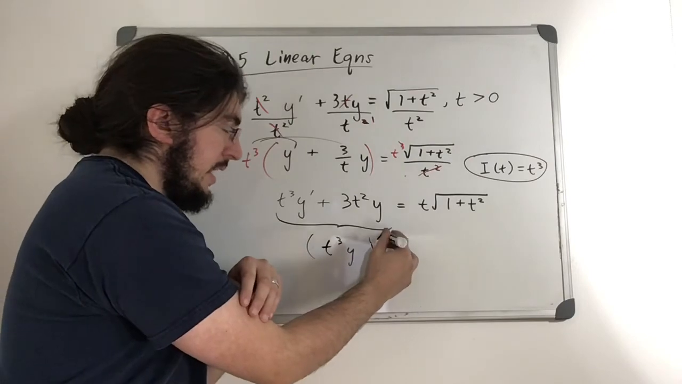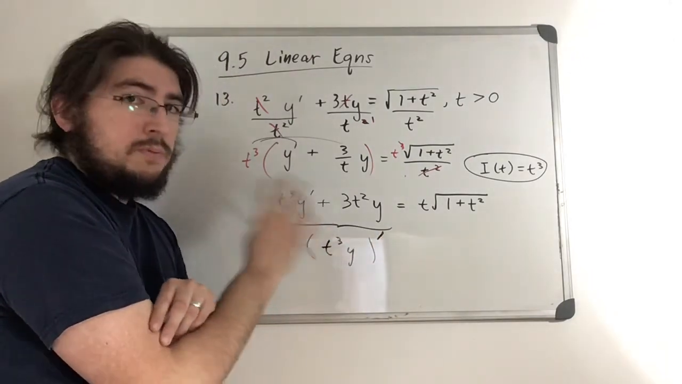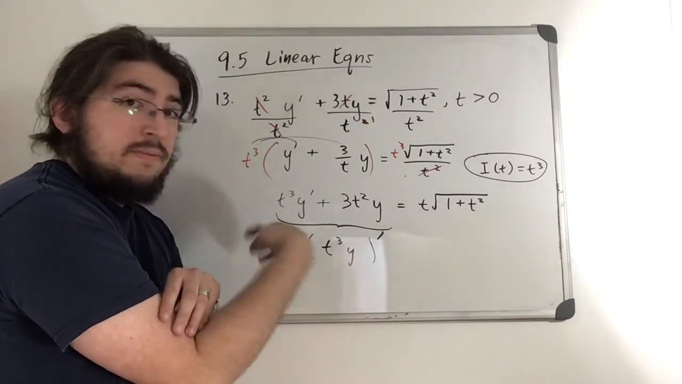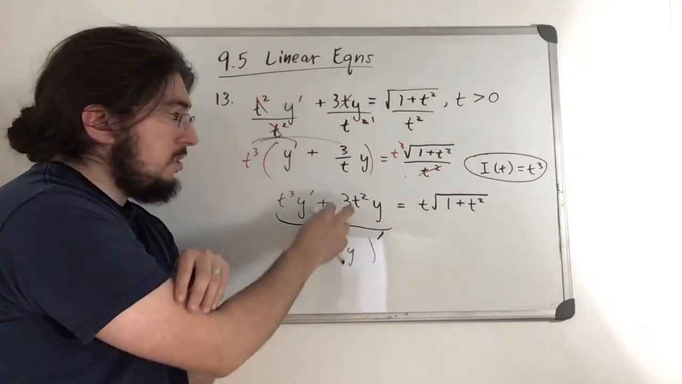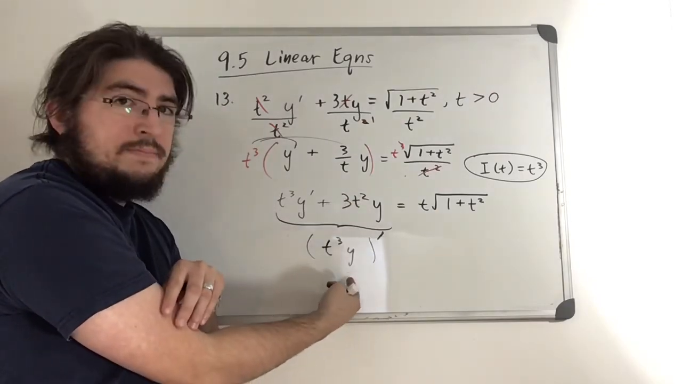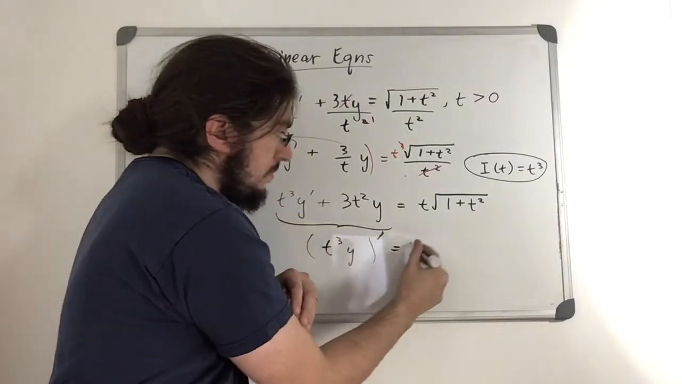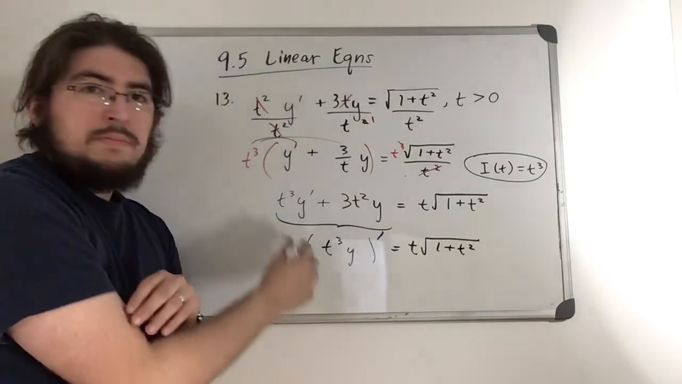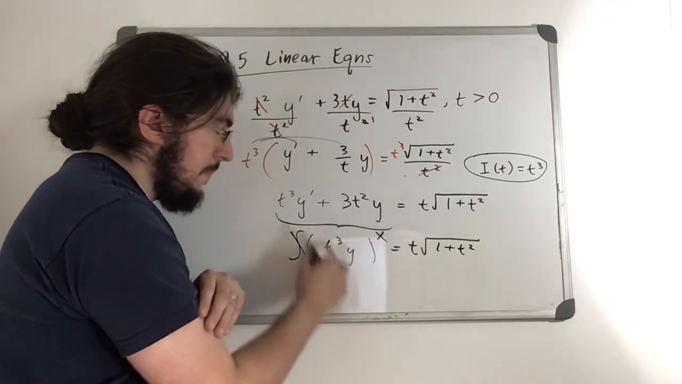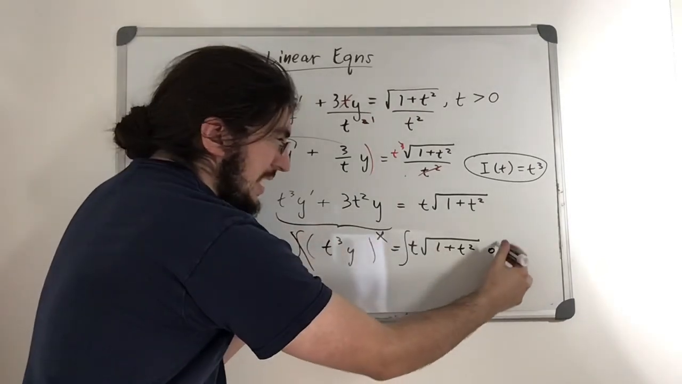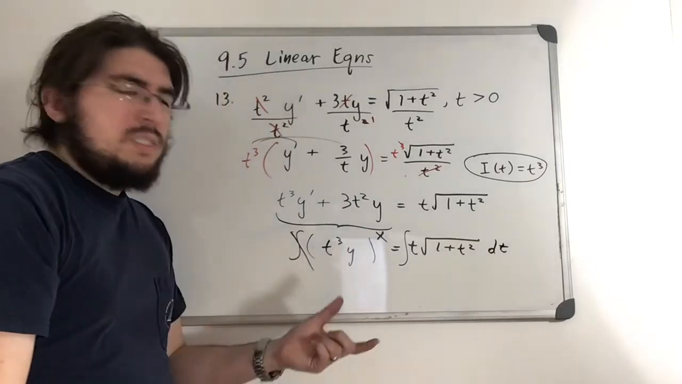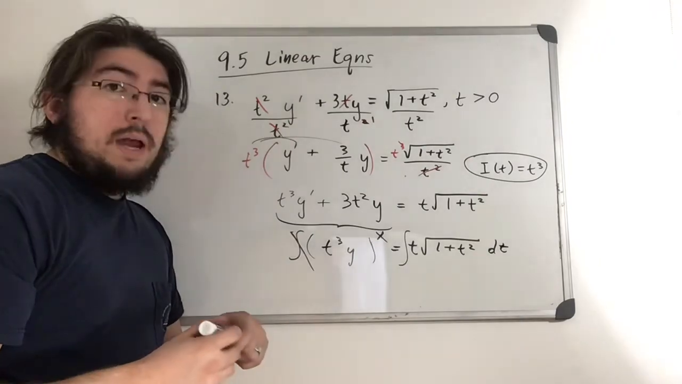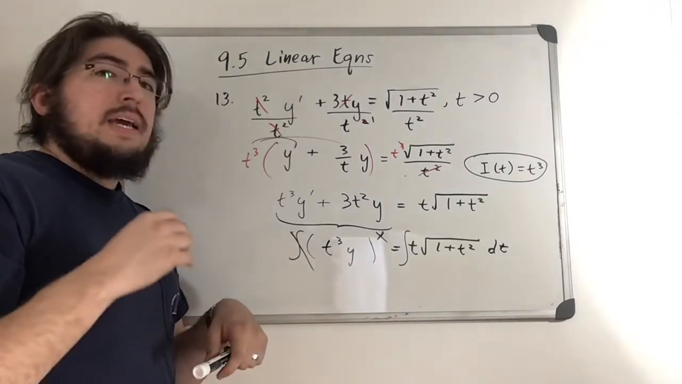And again, this is easily checked. Just product rule. Leave this alone, times the derivative of this is the first term. Then vice versa, the derivative of t cubed is 3t squared times the regular y. You get exactly this. Good. So now we can integrate both sides to cancel out this prime. And now all we need to do is a u sub, like I kept emphasizing earlier, and we'll solve for y by dividing by t cubed after the fact.